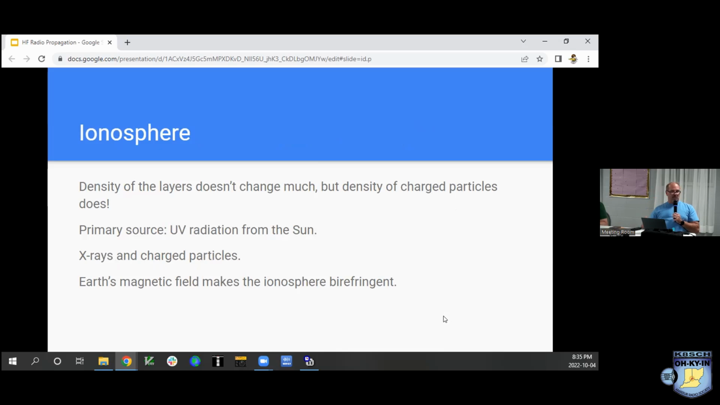The primary reason why our atmosphere ionizes is UV radiation from the sun. We do get some X-rays and charged particles, which also ionize, and we'll learn about those in a little bit. But the magnetic field comes into play, and this is where it gets funky. It makes the ionosphere birefringent.